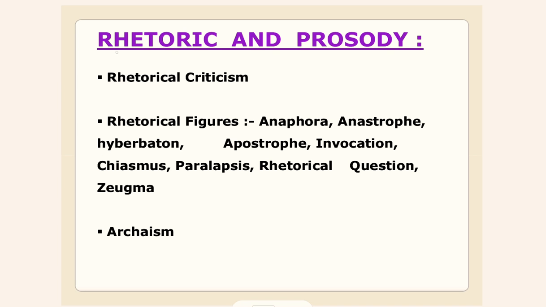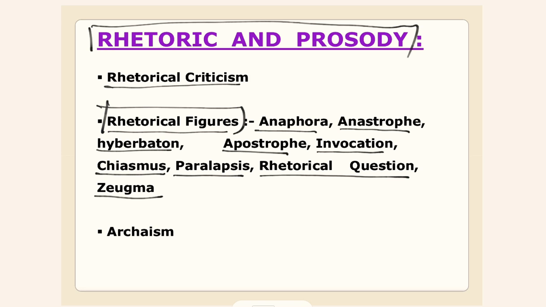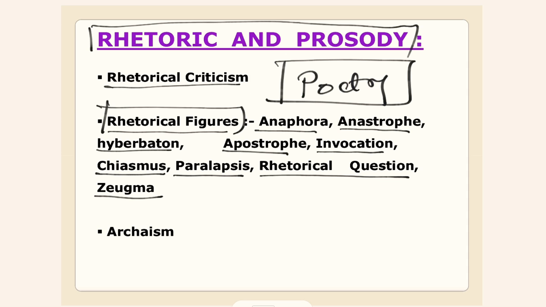Next, moving on, rhetoric and prosody. Let's see what the terms associated with rhetoric and prosody are. Rhetorical criticism, rhetorical figures, anaphora, anastrophe, hyperbaton, apostrophe, invocation, chiasmus, paralipsis, rhetorical question, and zeugma. These are all from rhetorical figures, especially associated with poetry. Please remember, in poetry. Archaism. Look at the term archaism.